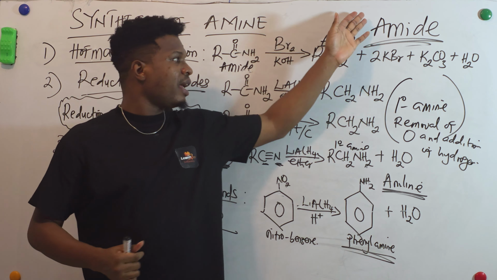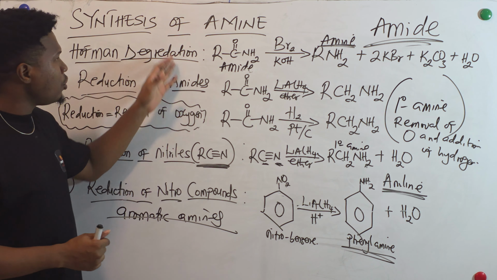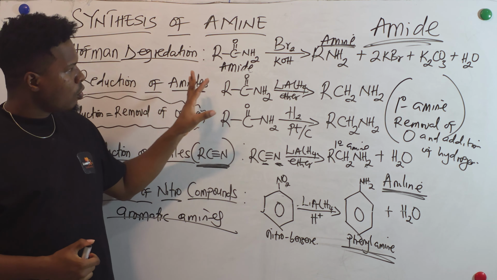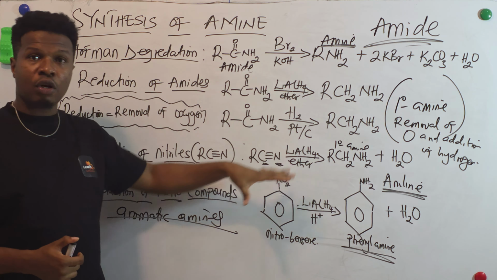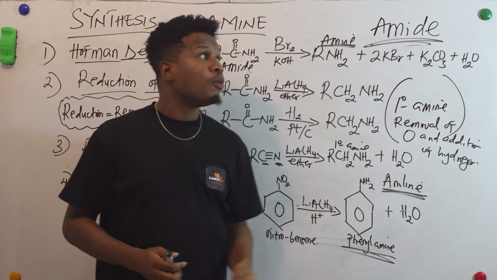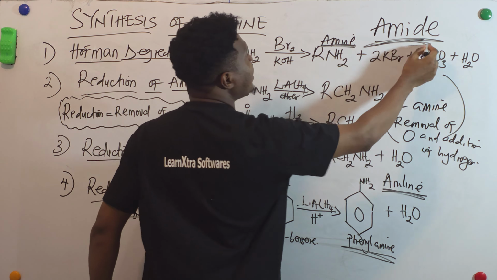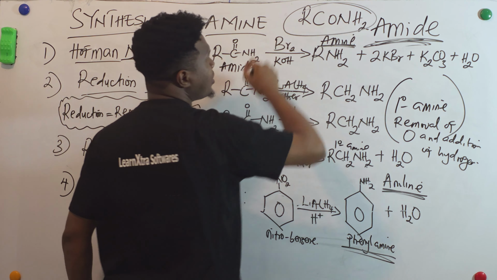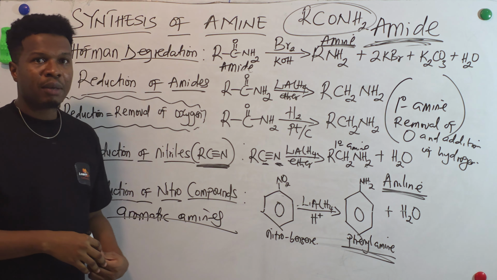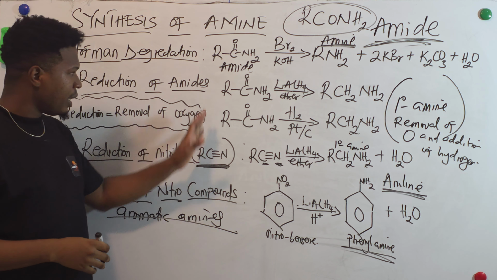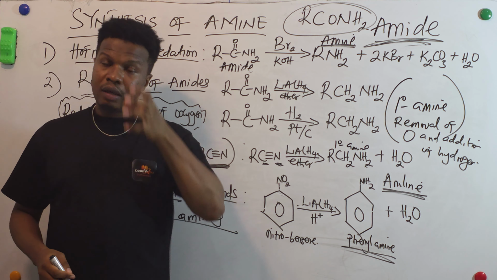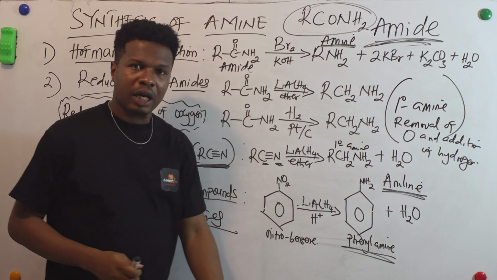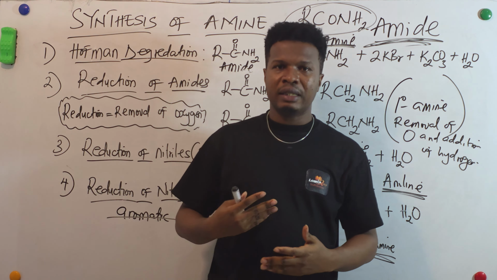These are the methods we can use to synthesize amines, and I believe you understood what is happening here. If you don't understand this particular video, you can go back to amides. These are derivatives of esters, written as RCONH2, something like this. Go back, review it and be able to understand it. What you're seeing here is simply synthesis of amines from the amide functional group. I believe you understood this video and it is clear enough.